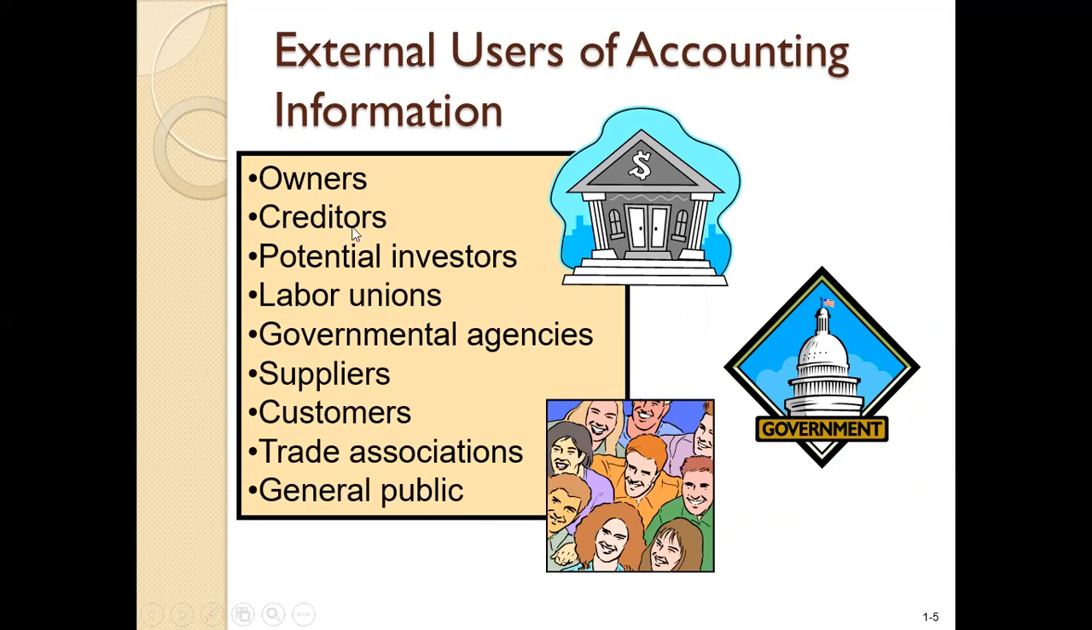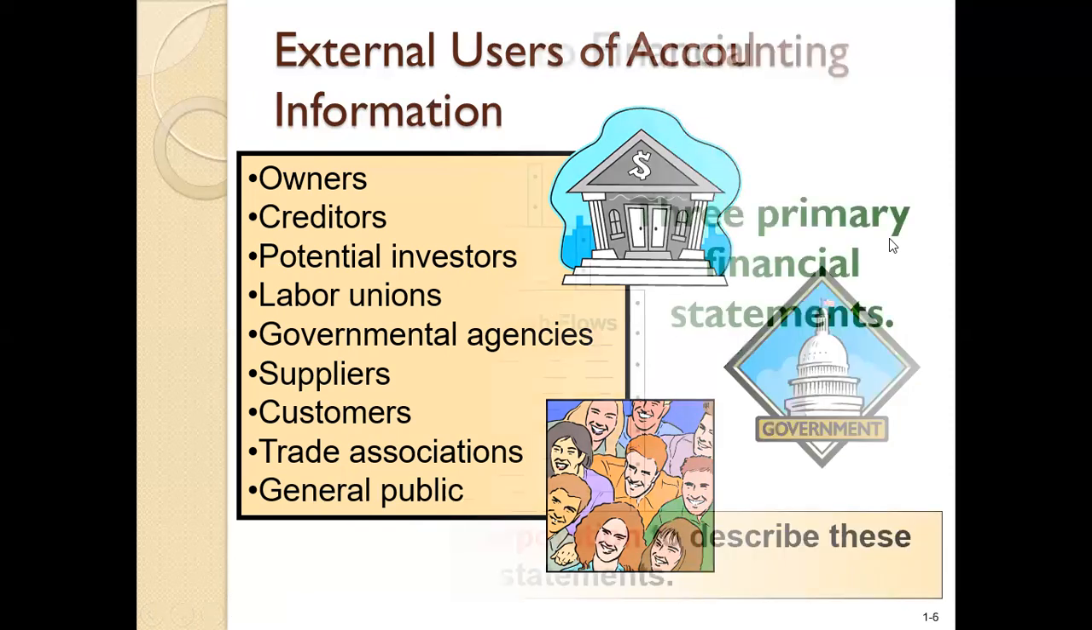Creditors would want accounting information so that they can see whether they should give more credit to the business or not. Then you have potential investors, which are the people that might be interested in investing in your business. And of course, they will not invest until and unless you show them that you have good profitability ratios. Then you can have labor unions, suppliers, customers, trade associations, general public. So all of these people, in short, are interested in accounting information.